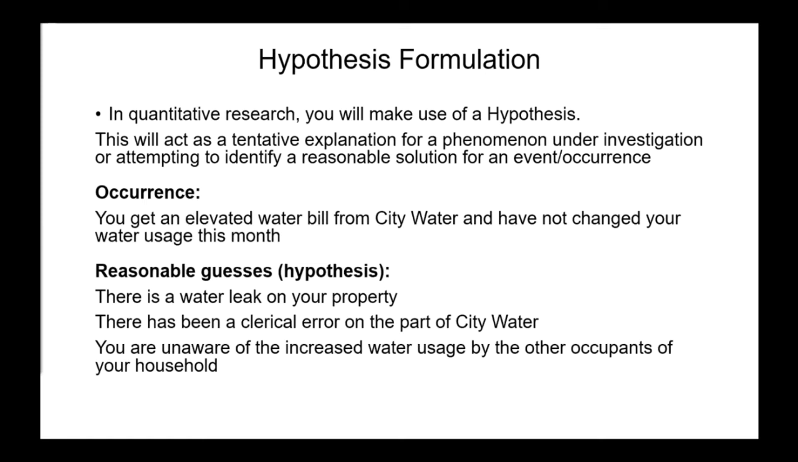The occurrence is that you get an elevated water bill from City Water, and you've not changed the way that you utilize water in your household. So you're wondering how this can be. So the most reasonable guesses or hypotheses that you have available to you is then that there might be a water leak on your property. There's been a clerical error on the part of City Power, or you are unaware of the increased water usage by the other occupants of your household. Maybe they're having a sprinkler party when you're not there and you're not aware of it. But these are the most reasonable guesses or hypotheses that are available to you, considering what you know.